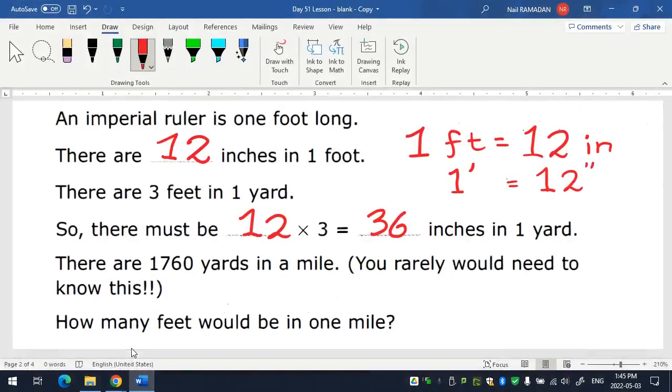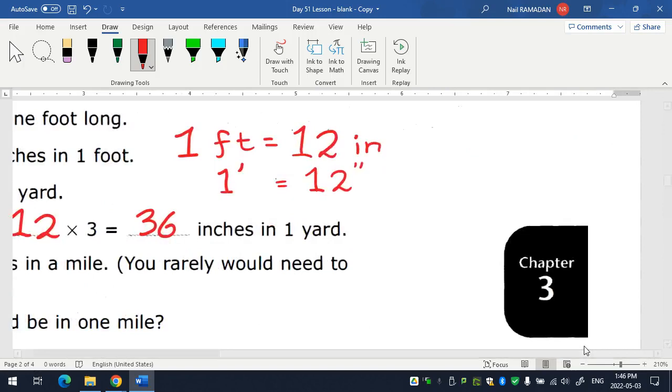All right. So there are 36 inches. If you go to Subway and ask for 36 inches of sandwich, they're like, wow, that's a whole yard, or 3 foot long. So everyone go ahead.